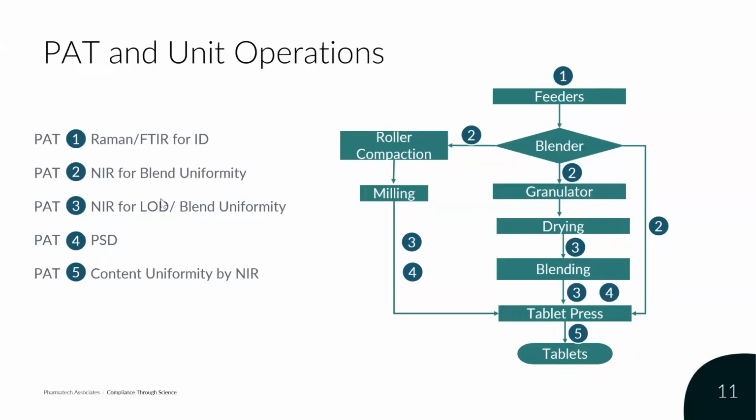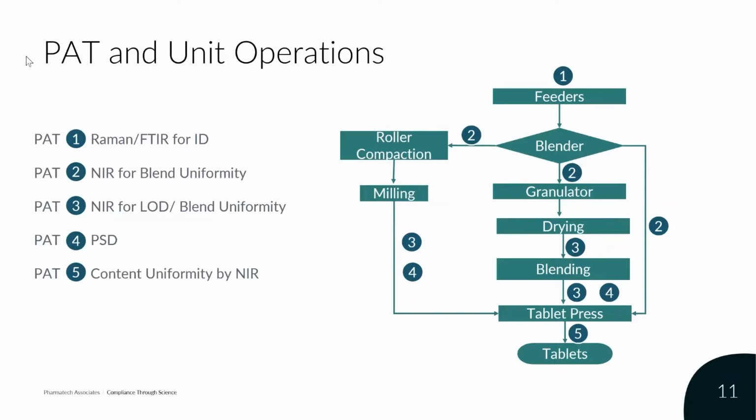So I'm showing here some of the most common process analytical technology tools that are currently used. And these are very common in a continuous manufacturing process, but you don't have to adopt a continuous manufacturing process in order to utilize these tools. In the case of a direct compression, you would have raw materials going into a blender, and then those go directly to a tablet press where tablets are formed.